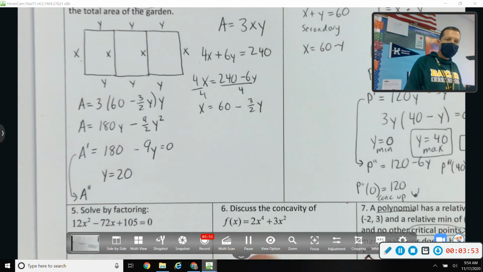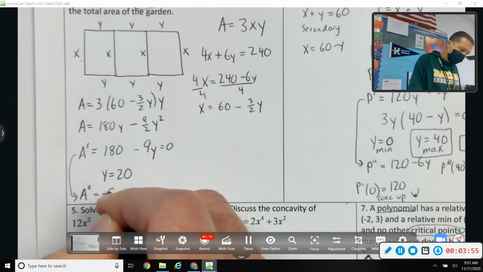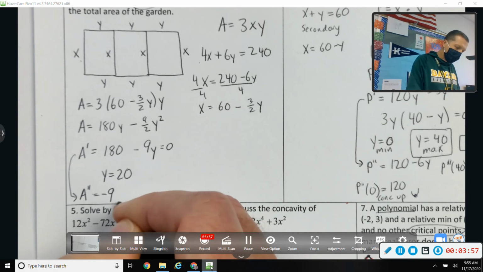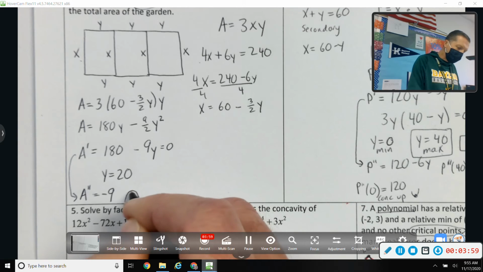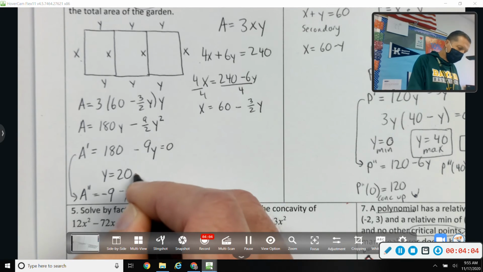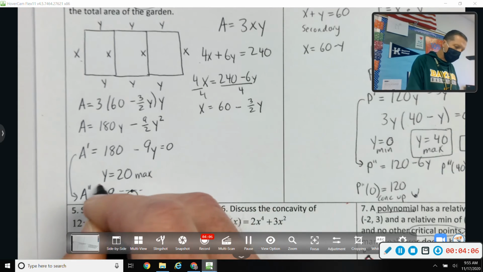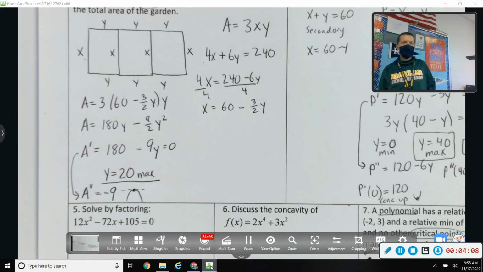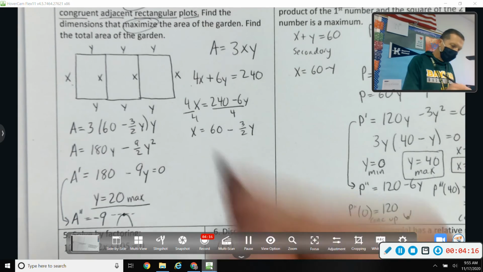So the second derivative would be negative 9. Well, that makes things easy. So it's always concave down, which means that y equals 20 is a max. So we're basically done with the calculus of this problem. Now let's do that final step of rereading the question and make sure we answer the right thing here. Find the total area.